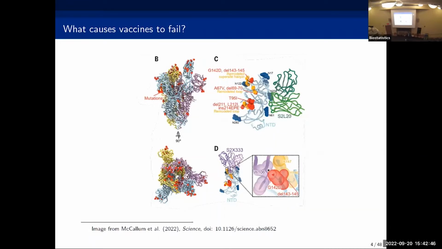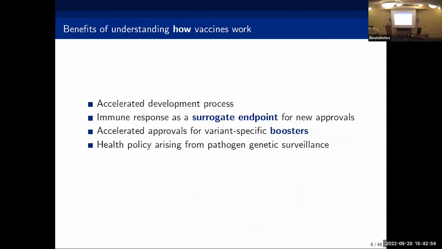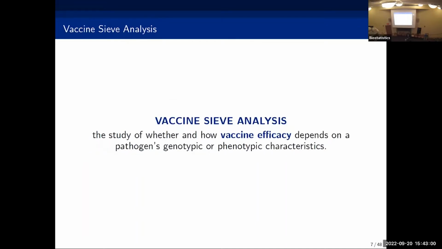And as soon as we saw Omicron emerge and had sequences for it, we knew that this was likely going to be something that could cause problems for vaccines. So by having that understanding, we can inform all sorts of health policies and control policies that we need to try to stem the pandemic.